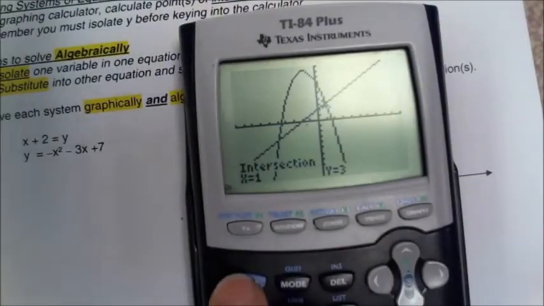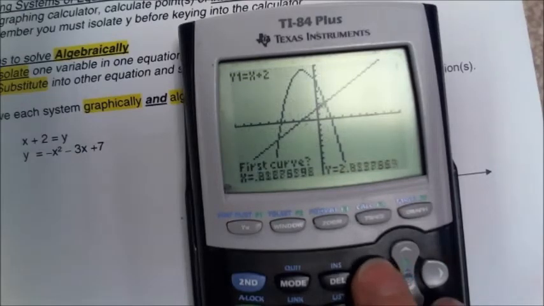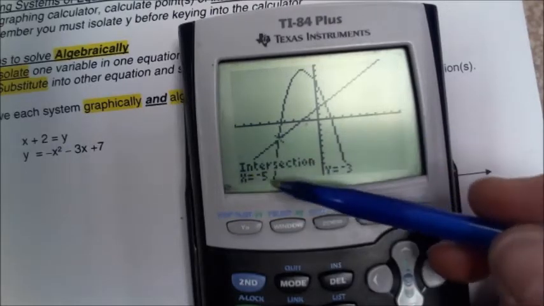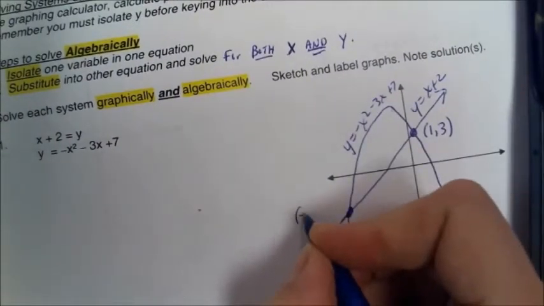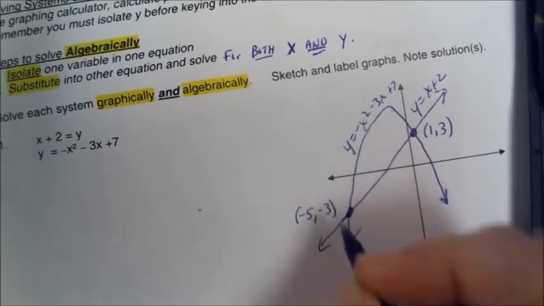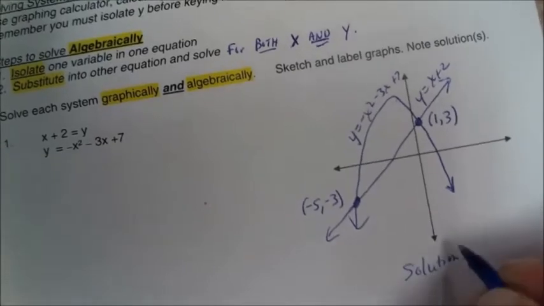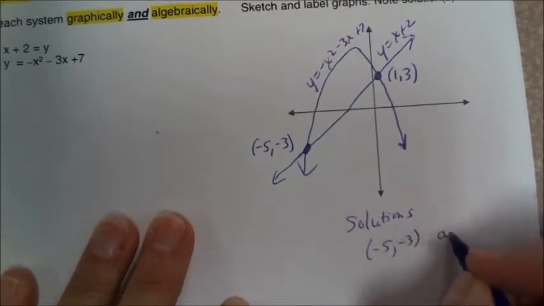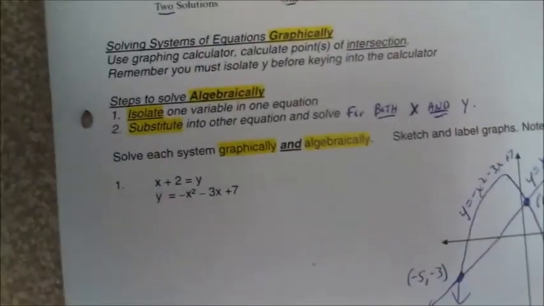And then we're going to find the other point by doing second calc, option 5, intersect. And now we have to move the cursor down closer to this point of intersection and hit enter 3 times. And then it'll tell us our second intersection is -5, -3. So there's our other solution. It's pretty fast when you do it graphically. So those are the solutions. And put them together in XY pairs, -5, -3, and 1, 3. Okay, those are the solutions to that system.